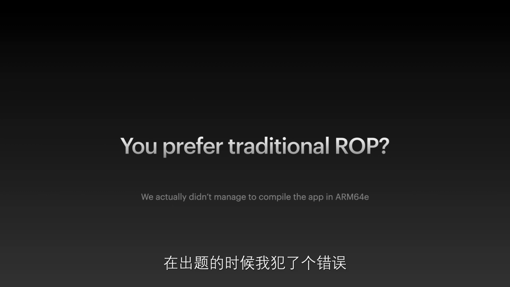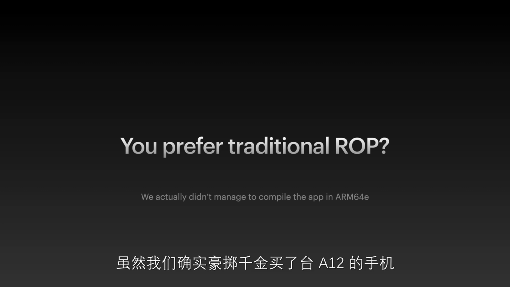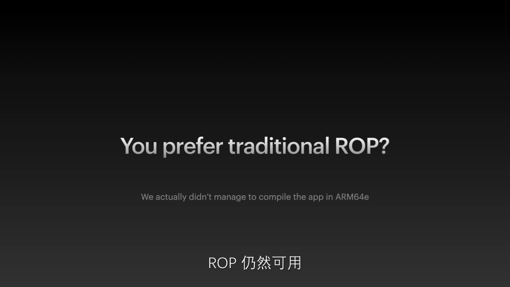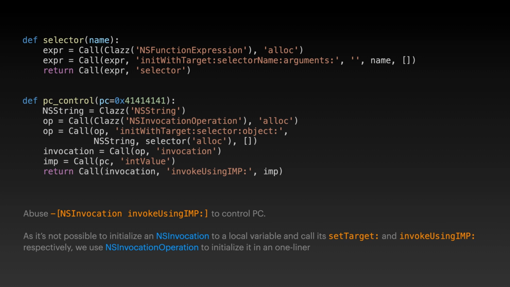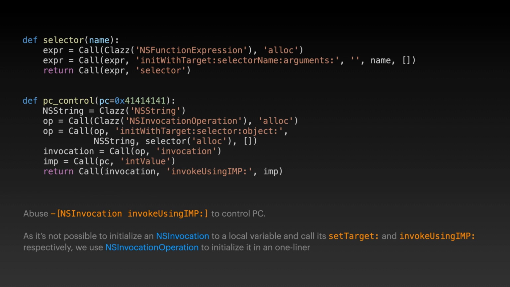Due to a mistake that I made, this challenge binary was not actually compiled to ARM64E. Though we did have an iPhone XR, return-oriented programming is still working. All you need to do is to take over the program counter register. So, we can use this NSInvocation invokeUsingIMP to control the PC register and start the ROP chain.